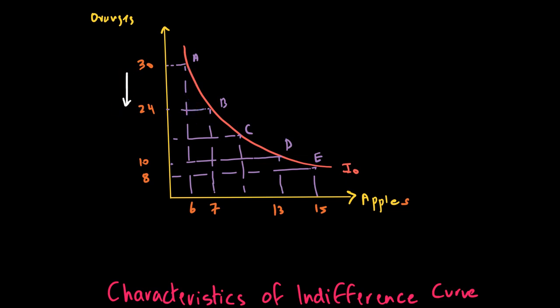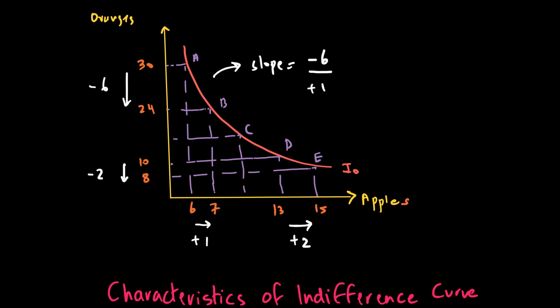I'm sacrificing 6 oranges, but I'm getting 1 apple. But look at this, when I go from D to E, the sacrifice is -2 for a +2. So if I find the slope here, my slope is -6, which is change in y, over +1, which is change in x. So here my sacrifice is equal to -6. For every 1 apple, I am sacrificing 6 oranges.